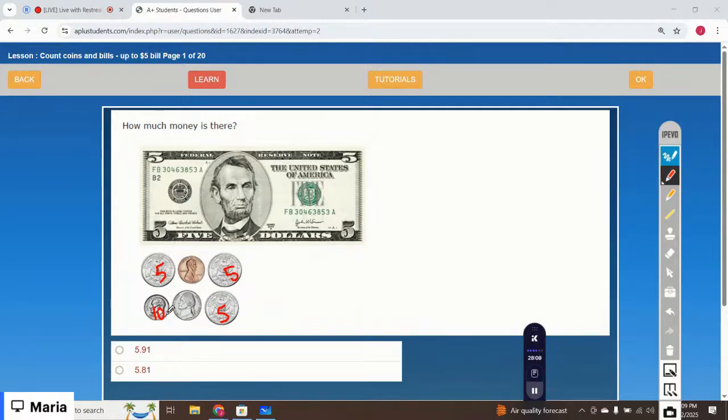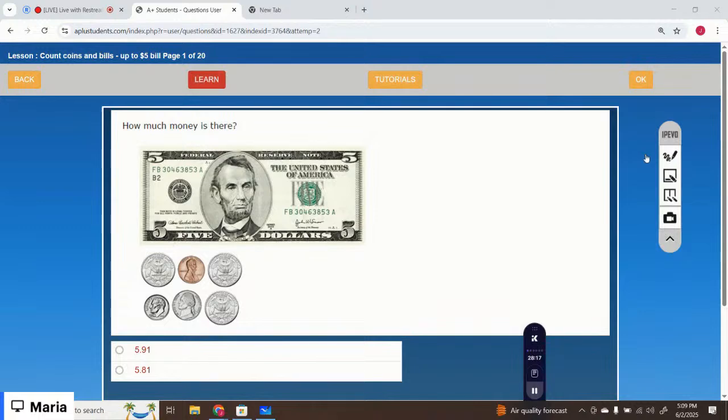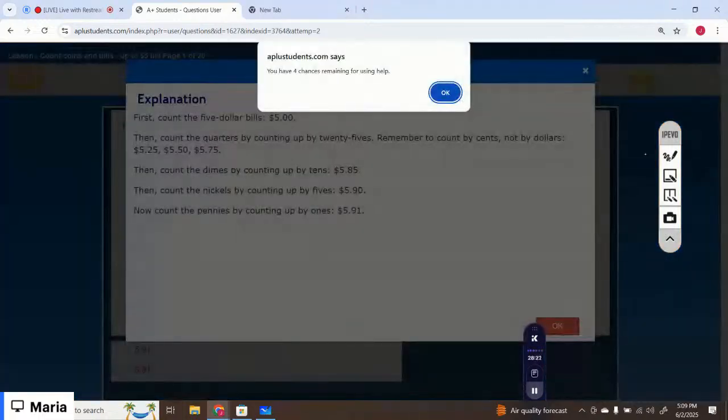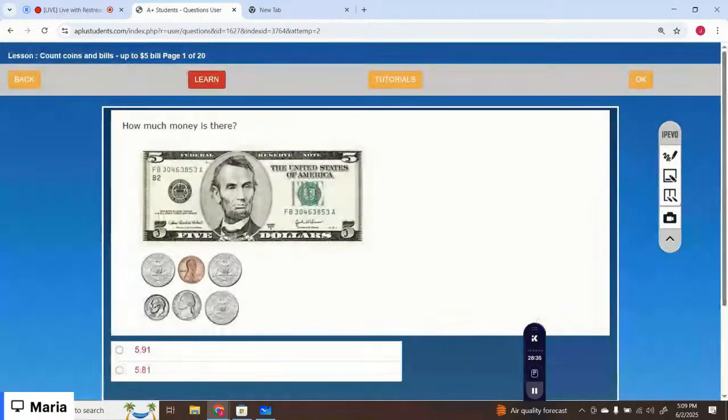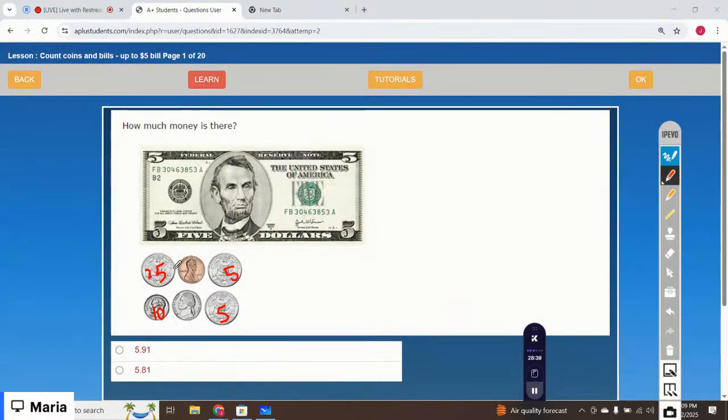I think this one again we need to count by 10. It's just the quarters. We have 3 quarters, so we can count the quarters by 25. These are the quarters. We can count them by 0.25. Then we can count by 10. This one we can count by 5, and this one we can count by 1. So the correct option is 75, 85, 90, 91. So the total is 91 cents.